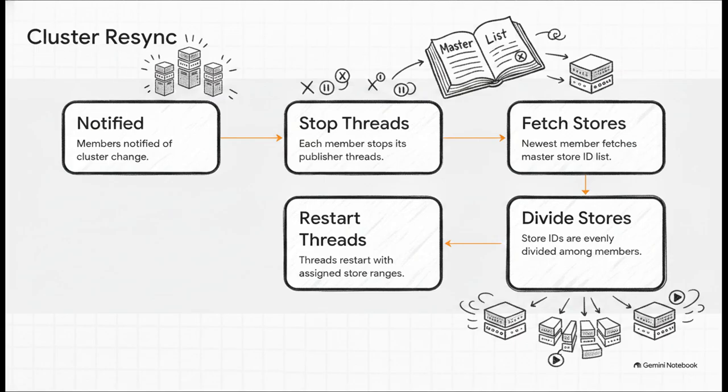So, whenever a server boots up and joins the cluster, or crashes and drops out, this highly choreographed 5-step dance occurs. First, everyone is notified. Second, all servers immediately pause their publisher threads to drop any active database locks. Third, the newest server in the cluster takes charge and fetches the master list of all active store IDs. Fourth, that list is evenly divided among the active servers based on their age in the cluster. The oldest server gets the first batch of stores, the youngest gets the last. Finally, the threads restart. This logical step-by-step negotiation takes only milliseconds, but it guarantees perfectly predictable, non-overlapping workloads.